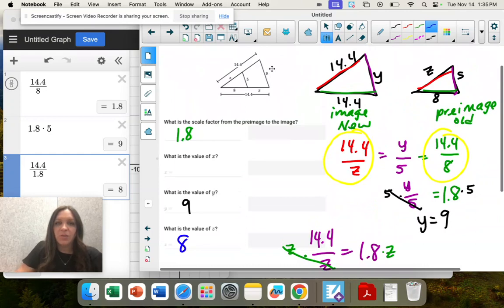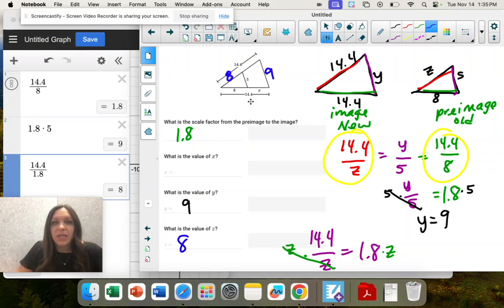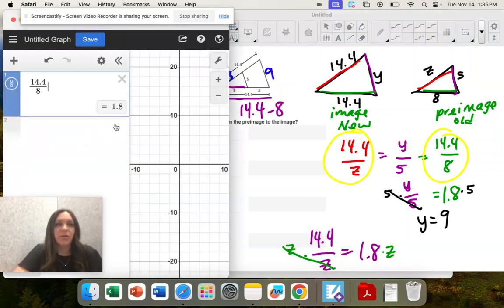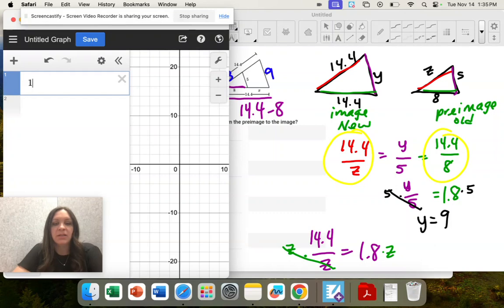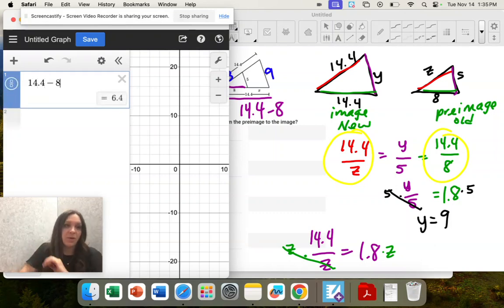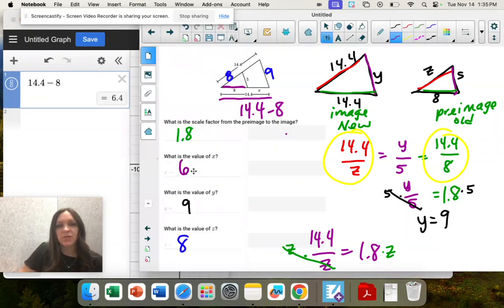Okay, so now I know y is 9, z is 8. And now I can see what x is, right? Well, x I could have figured out before, but I just skipped it. So if this whole length is 14.4, and we know that's 8, to find x, we're just going to take the full length and minus the part we know. So 14.4 minus 8 is 6.4. Because those two values have to add to 14.4.